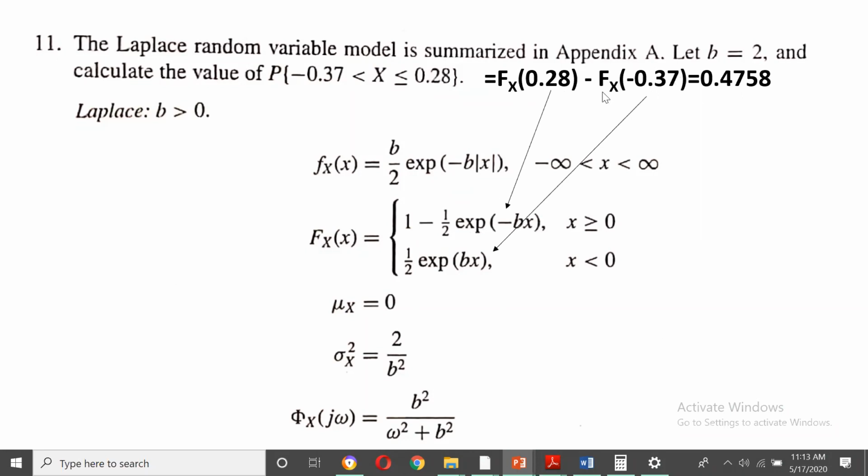Then the F_X of minus 0.37 is found by using this. That is half of exponential of b x, where b is 2, x is minus 0.37. So using that, you find this value. Then subtract one from the other, then you should be able to get 0.4758, right? Using the calculator, you can do all that and you'll get 0.4758.